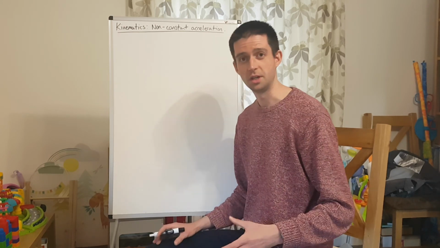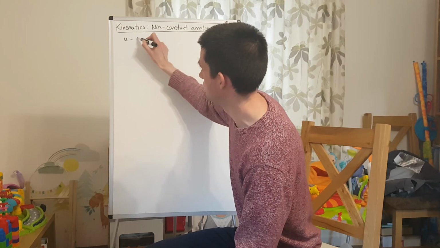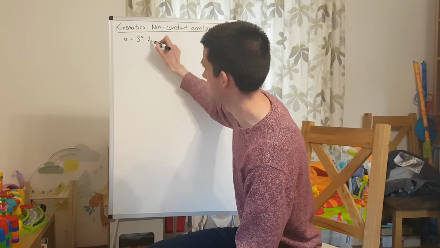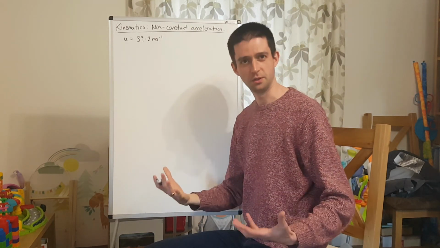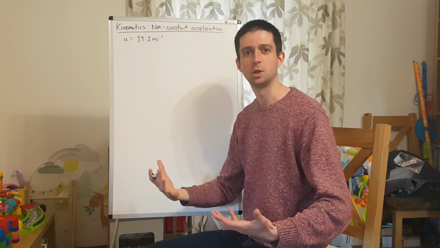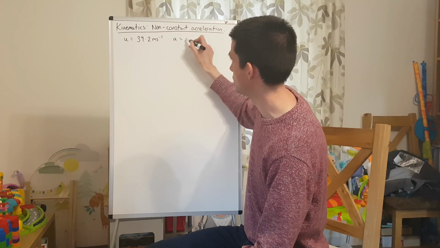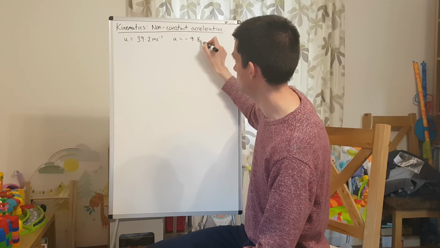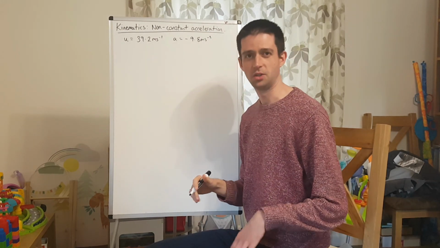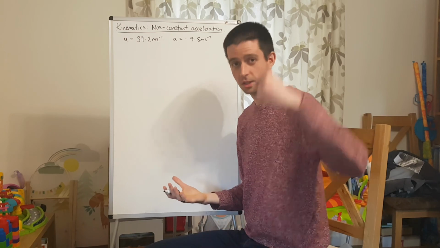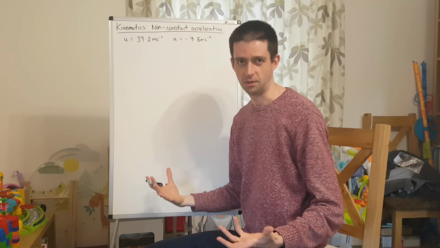I want you to consider that you project something from the ground with an initial velocity u of 39.2 metres per second. And because it's vertical motion, we consider this particle to be moving freely under gravity, and therefore the acceleration of that particle would be negative 9.8 ms to the minus 2. So negative because it's going downwards, 9.8 metres per second.